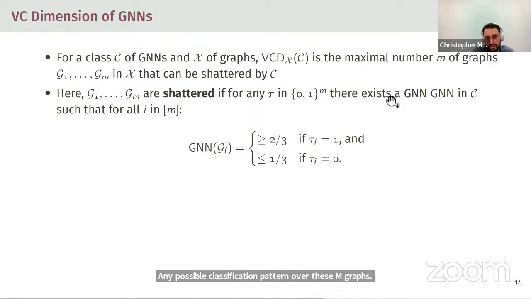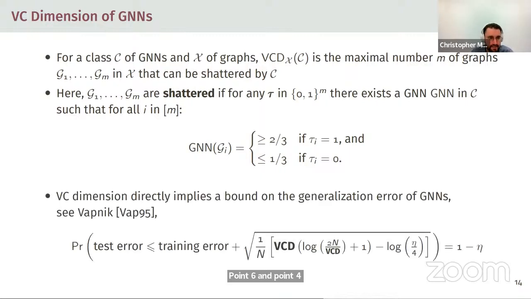And in order to do so, we need to map the continuous output of the GNN to 0 and 1. And we do this by some thresholding. So we fix some threshold, 2/3. And if the output of the GNN is greater than 2/3, we map the output of the GNN to 1 and otherwise to 0. And these thresholds, 2/3 and 1/3, are completely arbitrary.